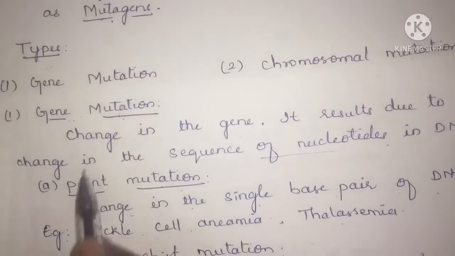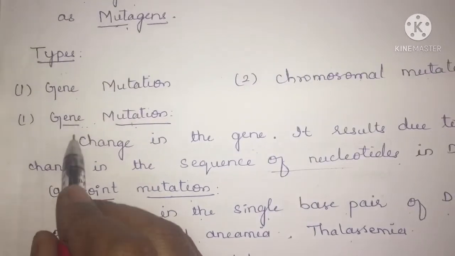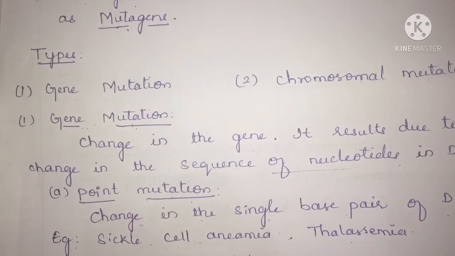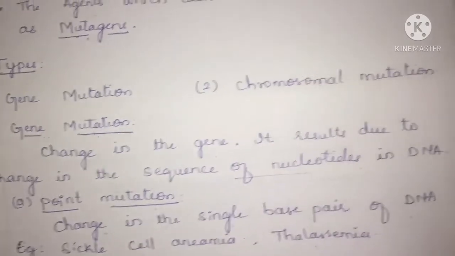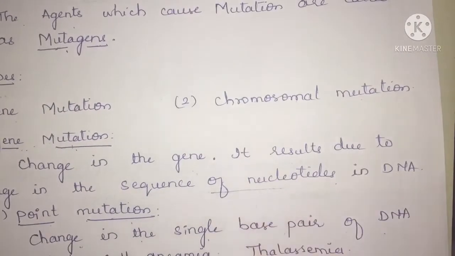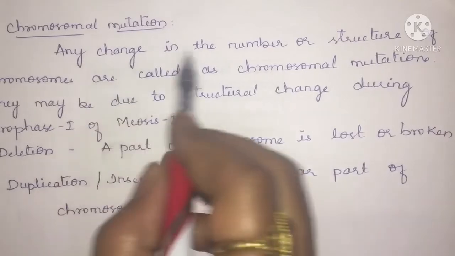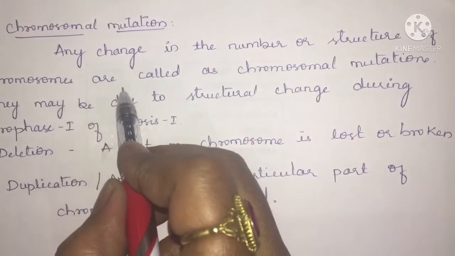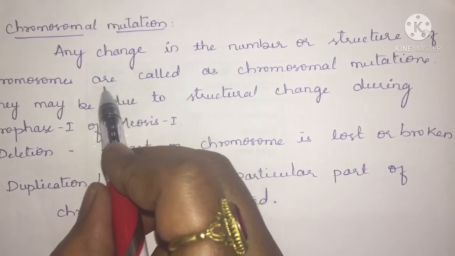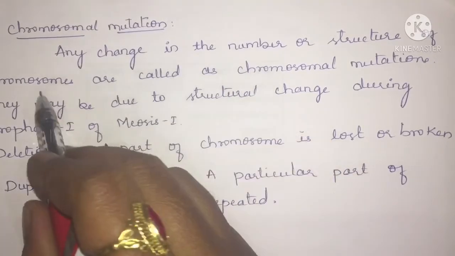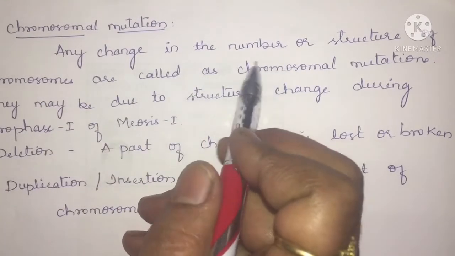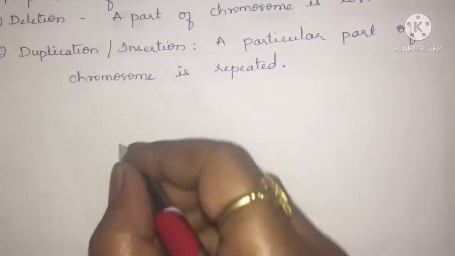So we have discussed gene mutation with the two types, point mutation and frame shift mutation. Now what has been left? The second one, chromosomal mutation. For chromosomal mutation, there is any change in the number or structure of chromosomes. If there is any change in the number or structure of chromosomes, we call it chromosomal mutation.